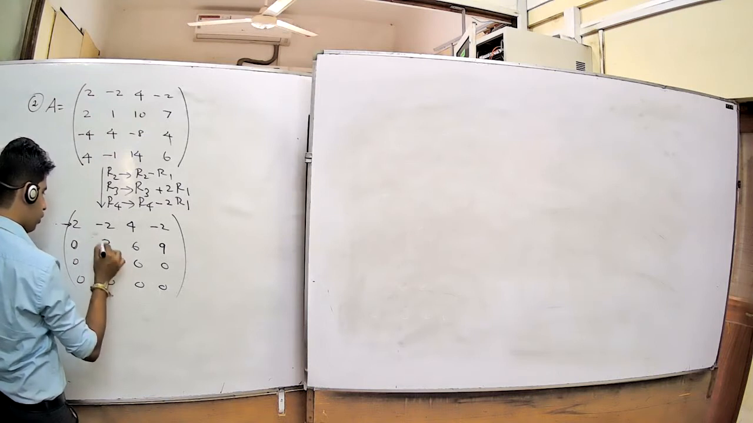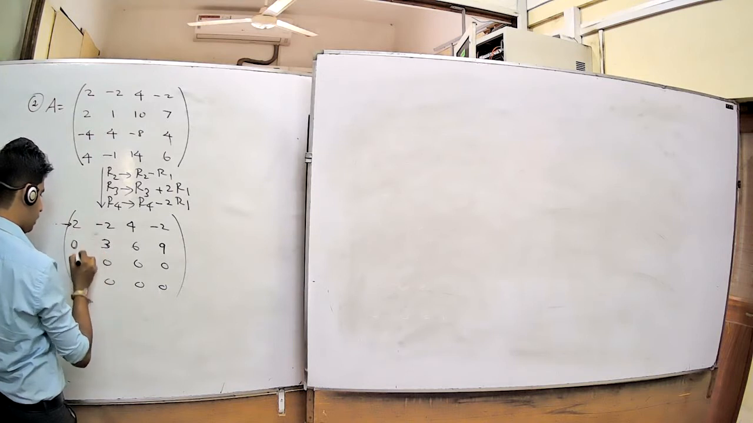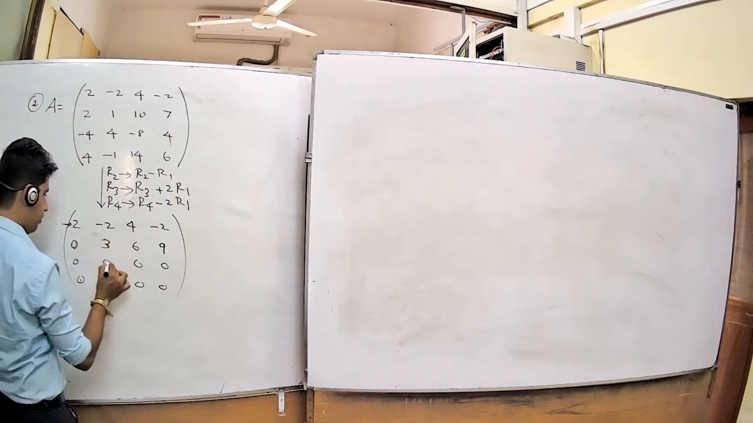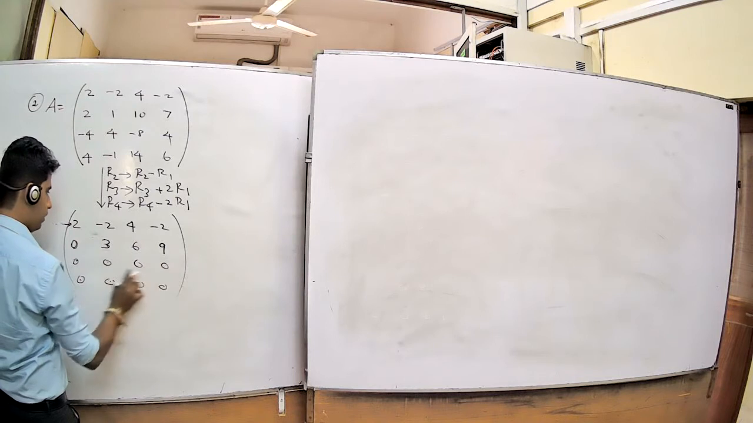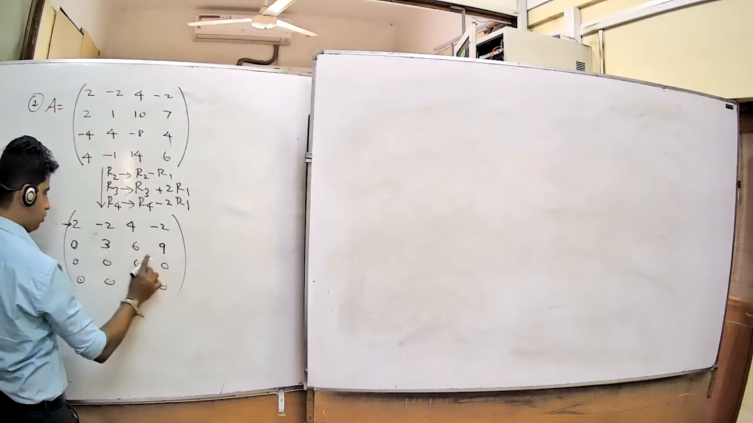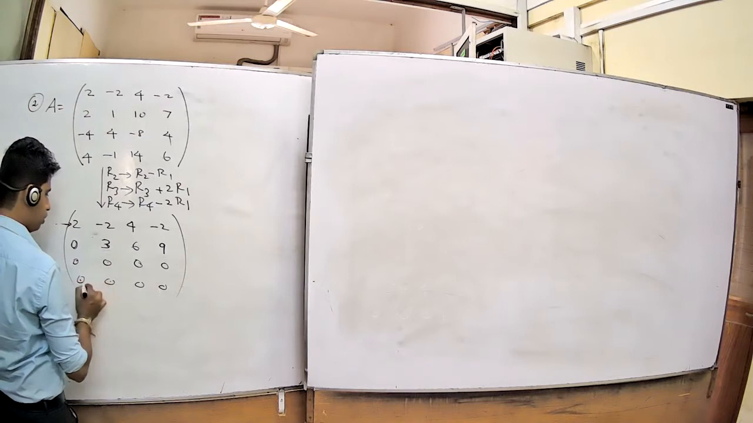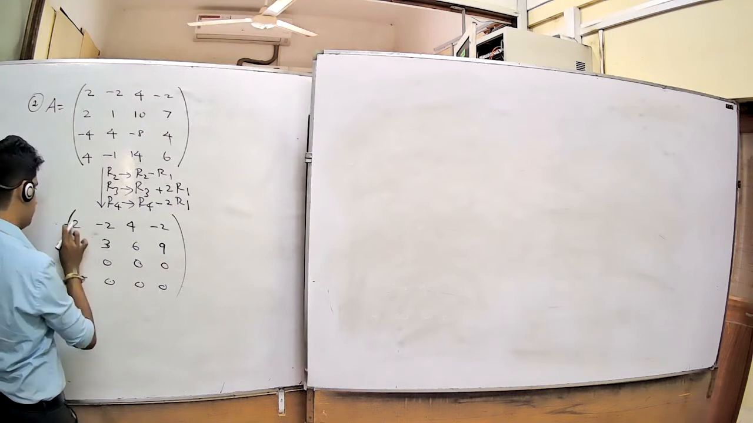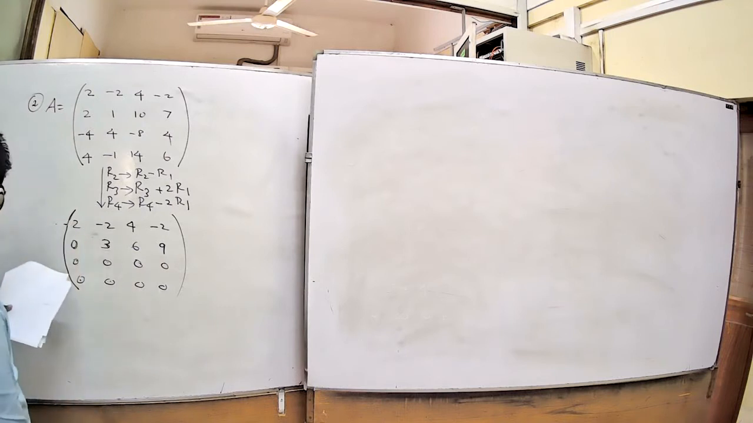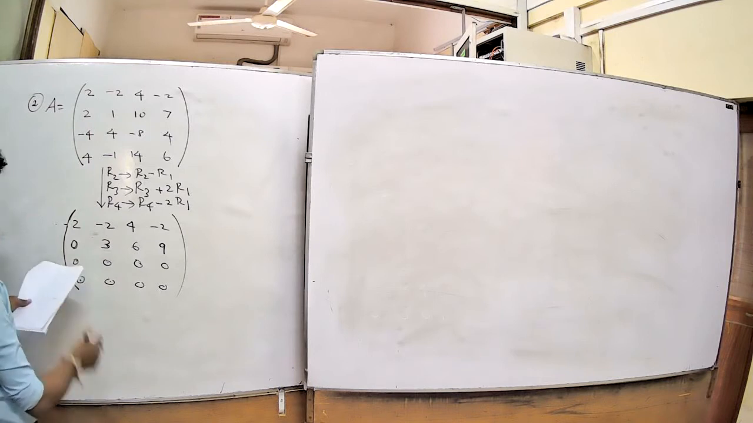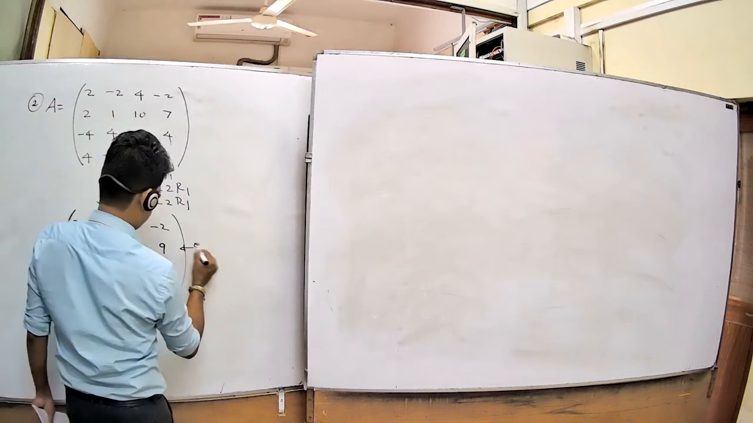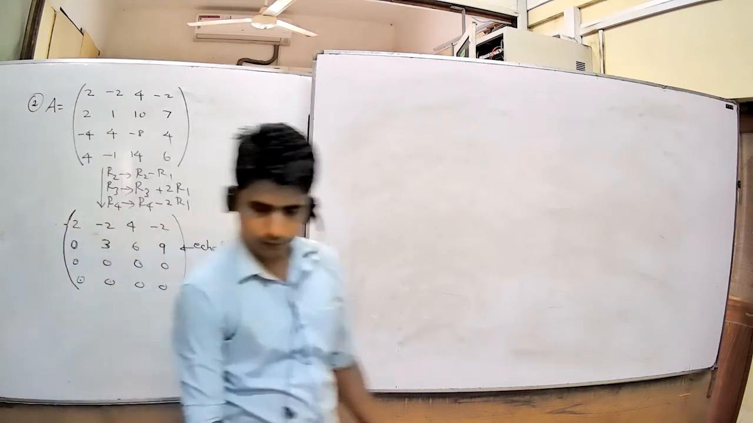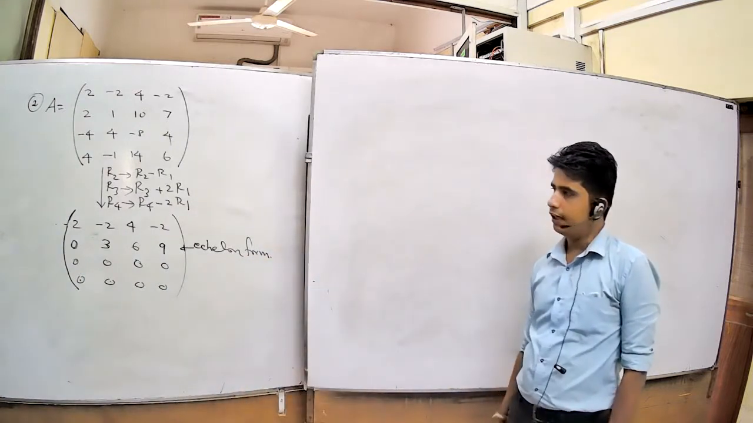I already mentioned that if this is your leading entry, the elements below it are 0. Here 0, 0, 0. Okay. In the third row there is no leading entry because there is no non-zero element. The fourth row also has no non-zero element. Therefore it is your echelon form matrix. In one step, you got the echelon form matrix.